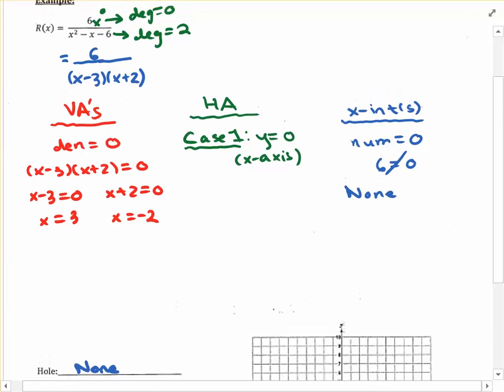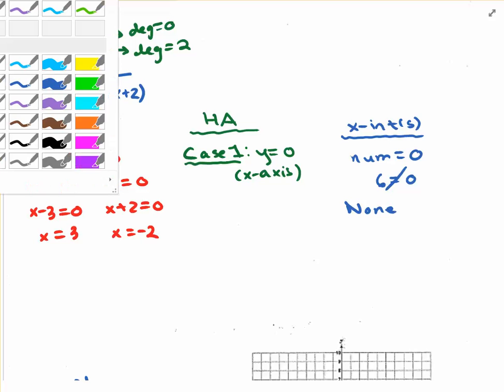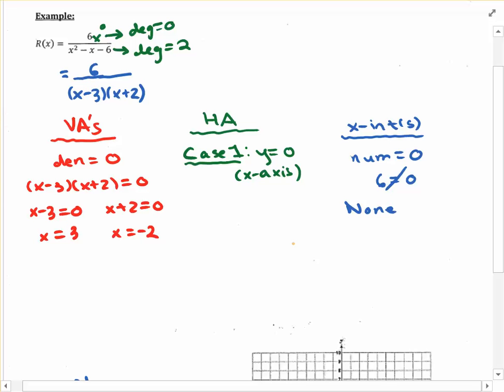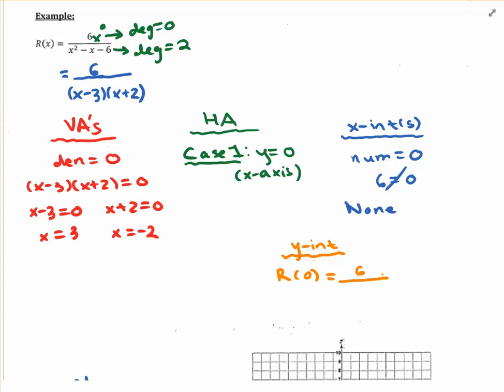Last but not least, let's see if we can determine the y-intercept. So a little workspace for that. And what you want to do to find any y-intercept for a function is plug 0 into the function. So it's going to be r of 0. And of course, on top, we just have 6. And on bottom, x squared minus x would simply be 0 minus 0, but then we'll be left over with negative 6 in the denominator. So 6 over negative 6, which of course reduces to negative 1. So our y-intercept is at 0, negative 1.